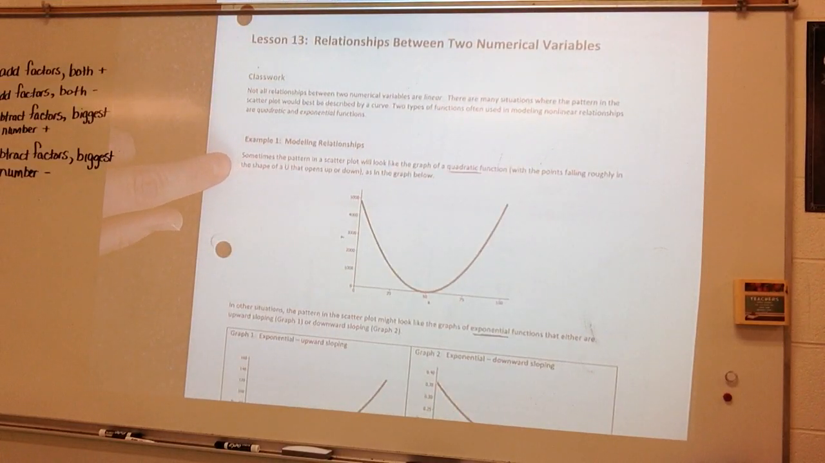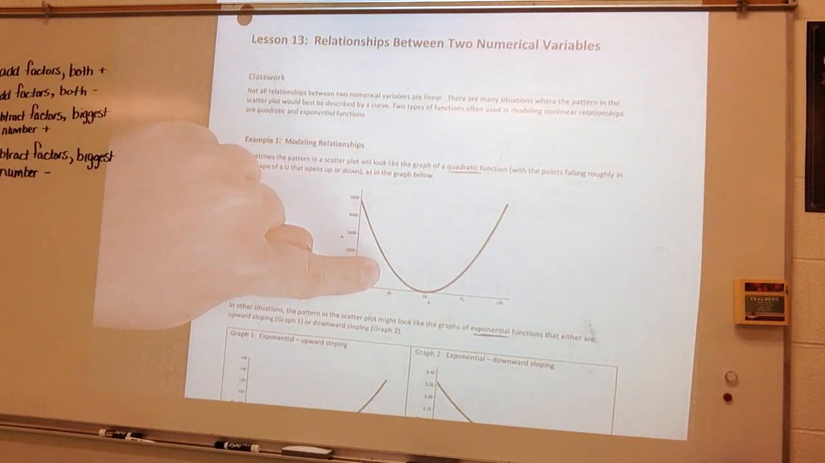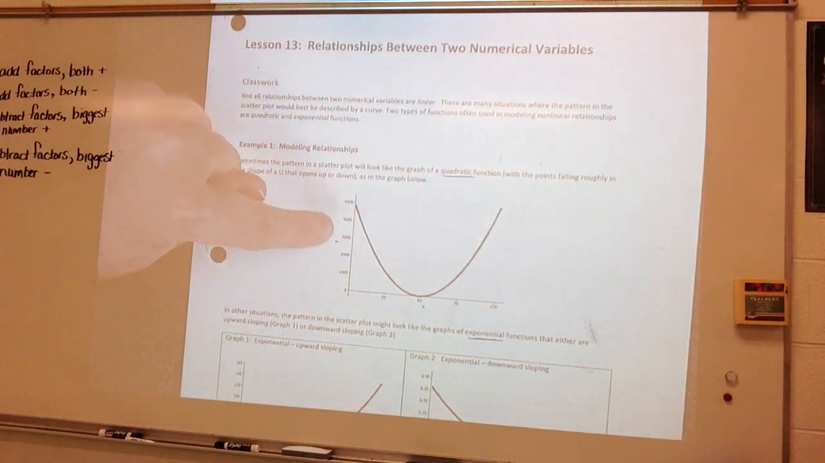Sometimes the pattern in a scatter plot will look like the graph of a quadratic function. So this is a quadratic function with the points falling roughly in the shape of a U that opens up or down as in the graph below. All right, so our U shape is our quadratic function.